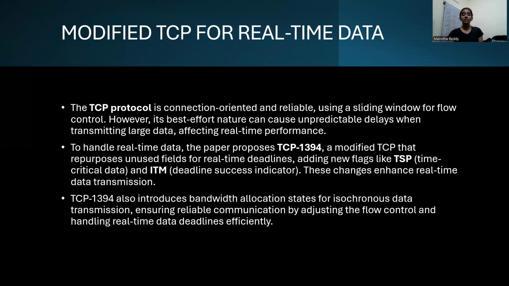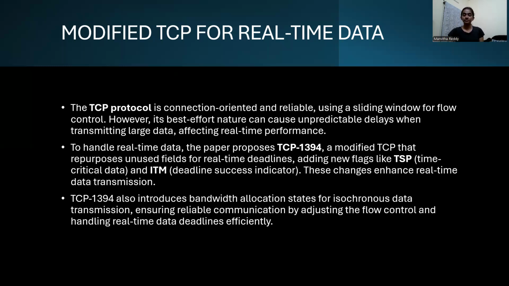Talking about the bandwidth allocation and real-time handling, TCP 1394 incorporates bandwidth allocation states for asynchronous data transmission, ensuring that reliable real-time communication happens. This modification also improves two things: one is flow control, and the other is real-time deadlines.